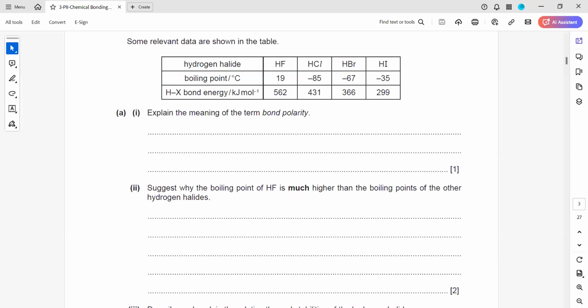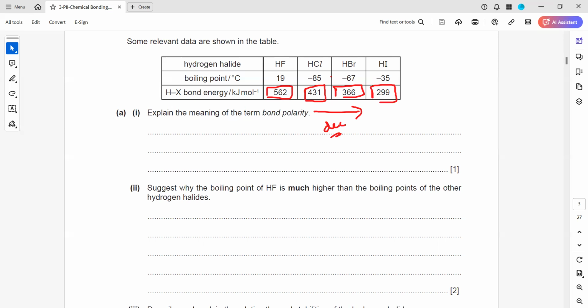So we have 526 kilojoule per mole, the energy needed to break the hydrogen fluorine bond. 431 kilojoule per mole, it's the energy which we need to break hydrogen chlorine bond. And hydrogen bromide bond, we need 366. And hydrogen iodide bond, we need 229. So what is happening to the energy needed to break the bond? So that is decreasing.